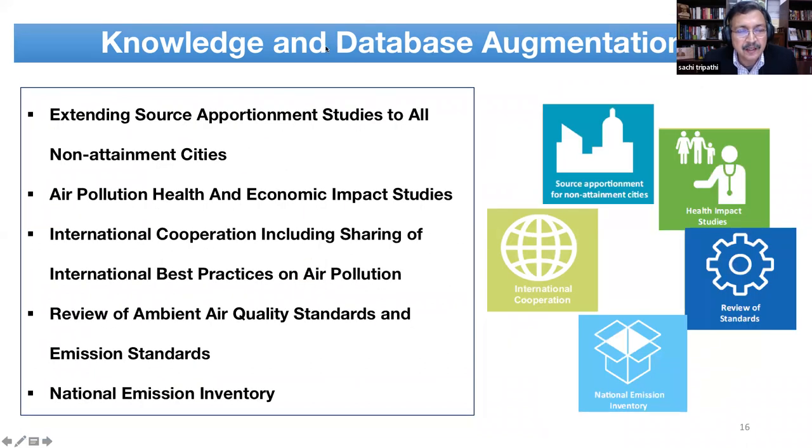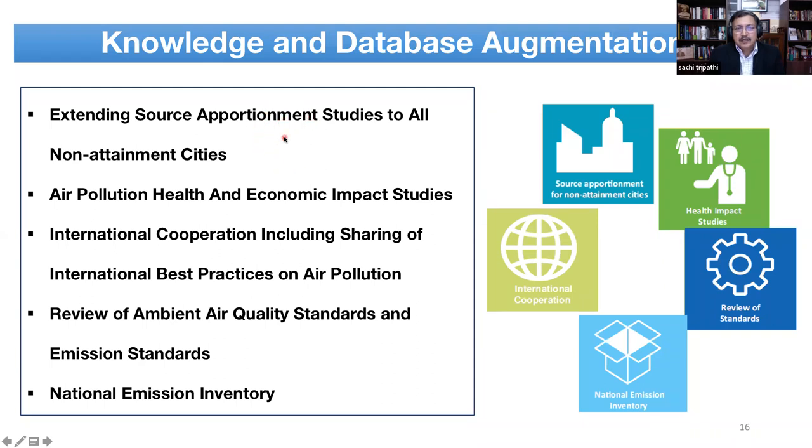Okay. Then there also, as a part of knowledge and database, there's a plan to understand the sources which contribute to ambient pollution, right? It's quite important to create baseline information about to what extent different sources contribute to ambient PM2.5, and that is given by source apportionment studies. And currently, such studies are happening in 40 cities. And in many other non-attainment cities, the plan is very much underway to start such a study.